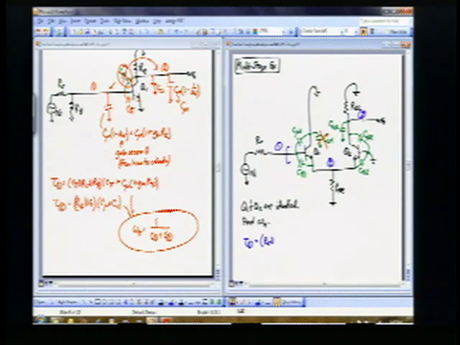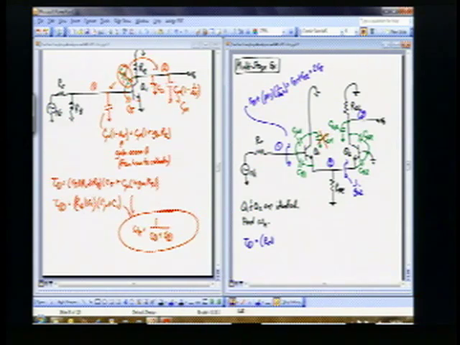Okay, so if I look this way, I'll just do it up here. So that's R pi 1 plus 1 plus beta, multiplied by RE parallel to the other one, that you see, 1 over GM2. And so if RE is much bigger than 1 over GM2, which it generally is, it's this. So that's R pi 1 plus R pi 2. So that was a 2R pi there.